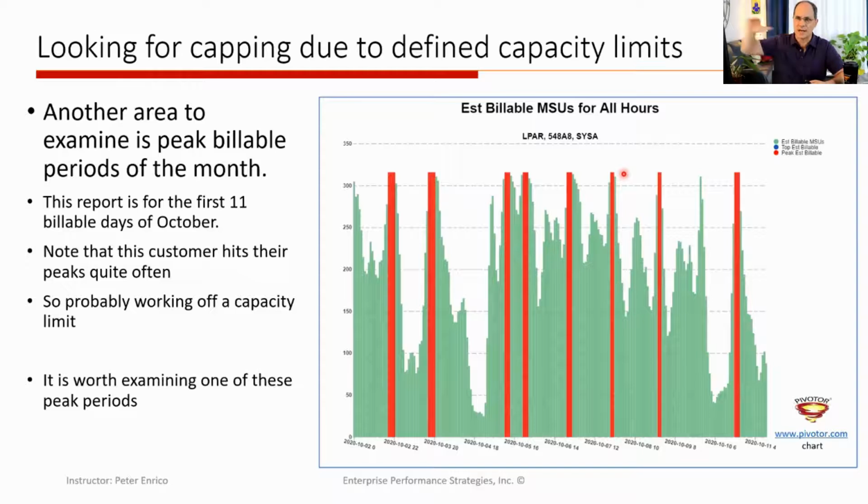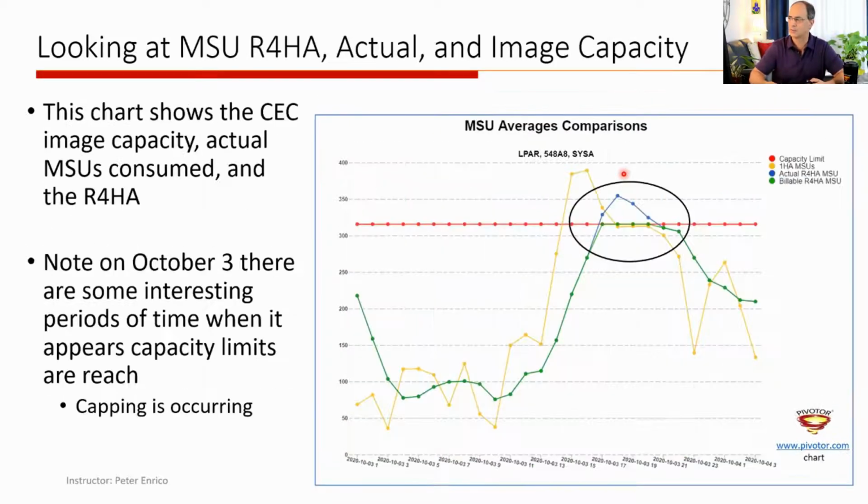And usually when you see constant peaks like that, day after day after day, it usually means this particular LPAR, its workloads want more CPU than is available to it. In this particular case, again, due to a capacity constraint, due to licensing of software.